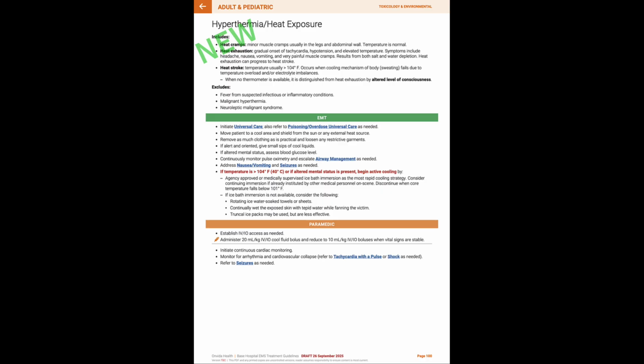The guideline breaks heat illness into 3 categories. Heat cramps, which usually involve painful leg or abdominal muscle cramps, but body temperature remains normal. Heat exhaustion, which is gradual onset of tachycardia, hypotension, elevated body temperature, nausea, vomiting, and cramping. This results from combined sweat and water loss and then progresses to heat stroke if not treated appropriately.